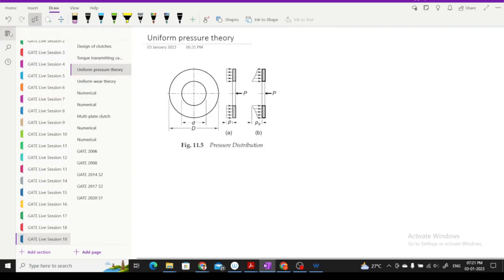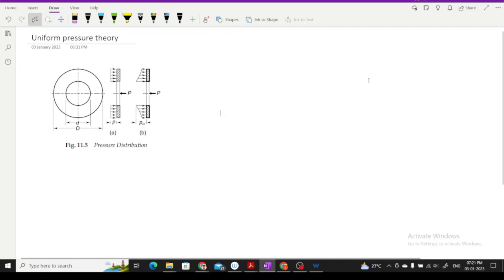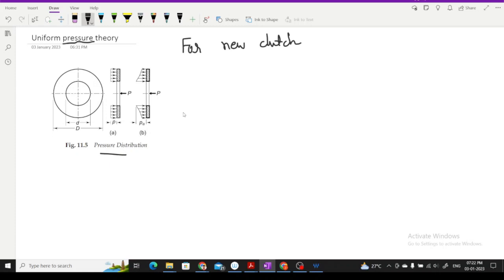Right. So now, what is this? We will go one by one. If we first go for this uniform pressure theory, then as you can see in this figure, the pressure distribution is assumed to be the same across the area, as mentioned. So generally, for a new clutch, this theory applies, right? When the clutch is almost new and has just started its function, the force or pressure applied will be the same throughout the area, right?